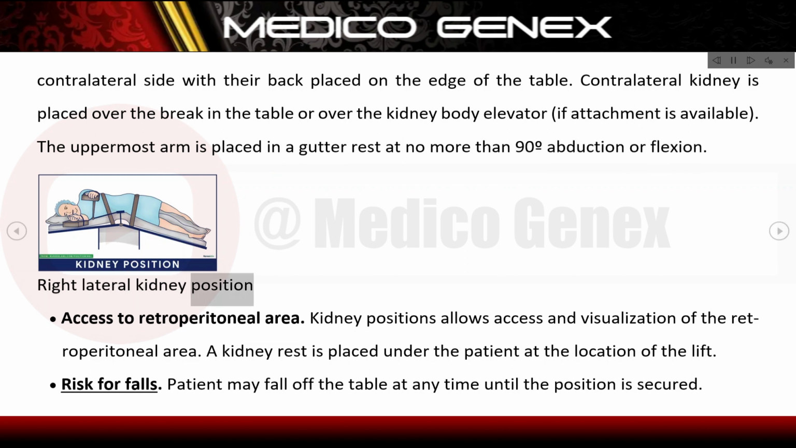Right lateral kidney position. Access to retroperitoneal area. Kidney position allows access and visualization of the retroperitoneal area. A kidney rest is placed under the patient at the location of the lift. Risk for falls. Patient may fall off the table at any time until the position is secured.